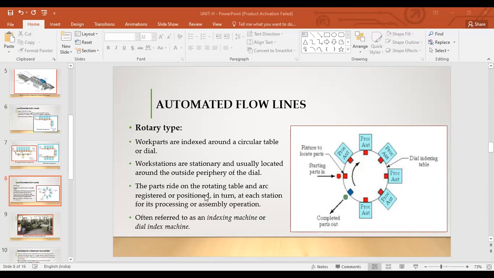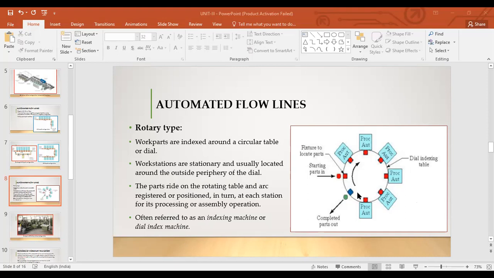Parts ride on the rotating table and are registered or positioned in turn at each station for its processing or assembly operation, right? So the table will move and the parts are taken to every workstation. That's what is meant, often referred to as an indexing machine or dial index machine.